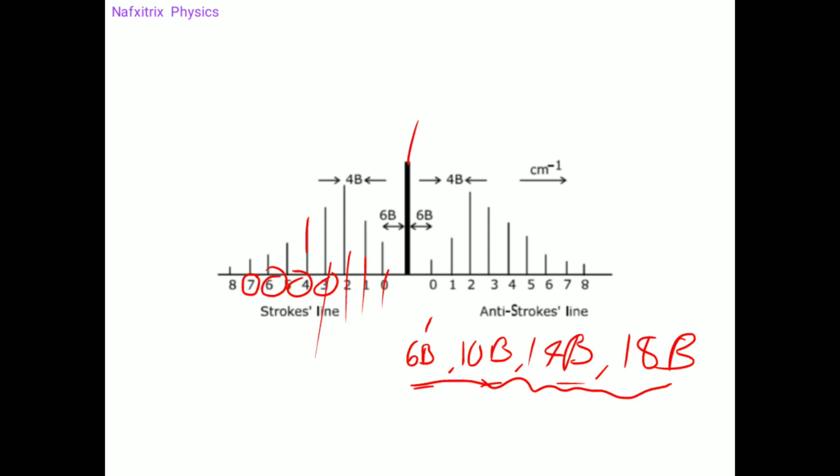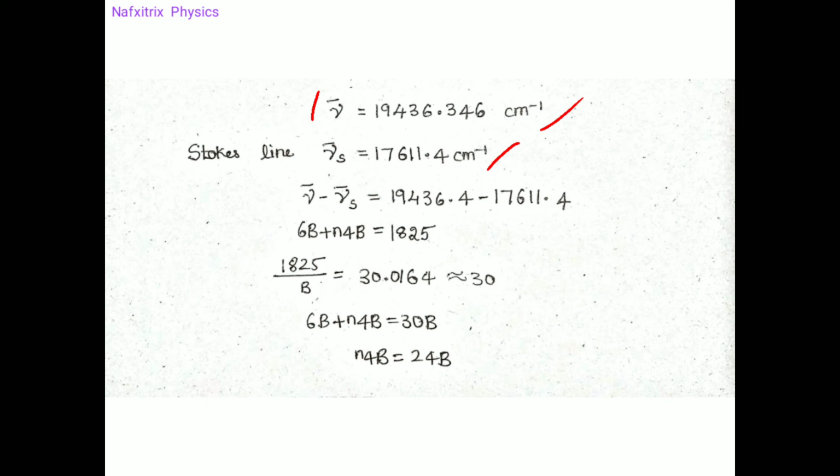After finding that, only then could we know the next higher Stokes line. If it were a 5th Stokes line, then we need to find the 6th Stokes line. If it were a 6th Stokes line, then we need to find the 7th Stokes line's wave number, like that. So what we are doing is finding the difference between this Rayleigh line and this Stokes line. In subtracting these two terms, what we are getting is 1825.